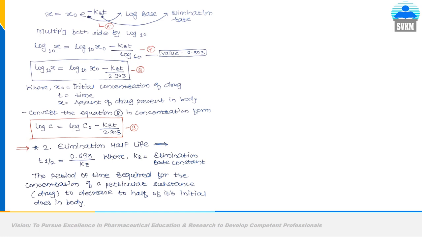Now the second parameter is elimination half-life, which is indicated by T half. There is one equation only to determine the elimination half-life, that is T half is equal to 0.693 upon Ke, where Ke is the elimination rate constant. The elimination half-life is defined as the period of time required for the concentration of a particular substance or a drug to decrease to half of its initial dose in the body. We just need to write the definition and the single equation, that's it.